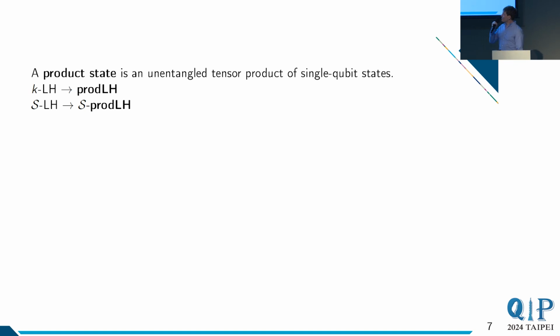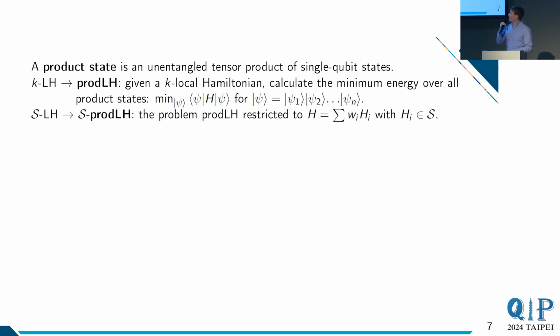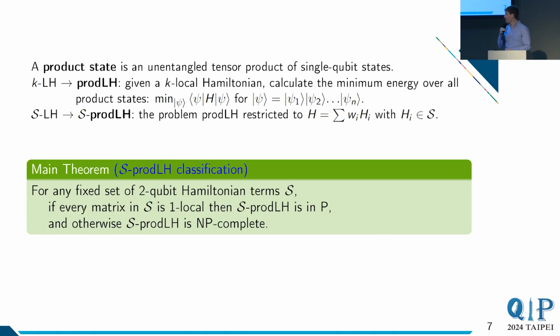Okay, so once we're interested in product states, we can take our KLH and S-LH problems and just redefine them. But instead of asking about the minimum eigenvalue or the ground state energy, we're interested in the minimum energy of a product state. And again, for S-prod-LH, you have this promise or restriction that all of the terms you use come from the set S. And again, our question is, can we classify the complexity of the product state problem for various families of Hamiltonians?